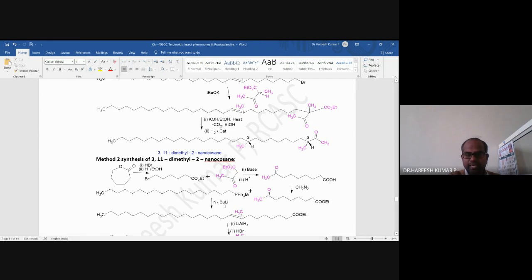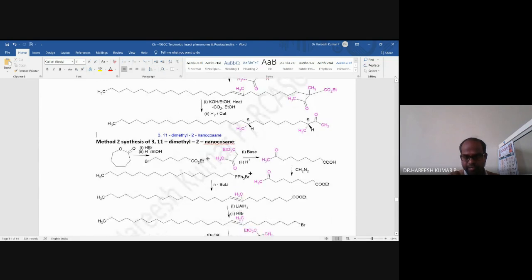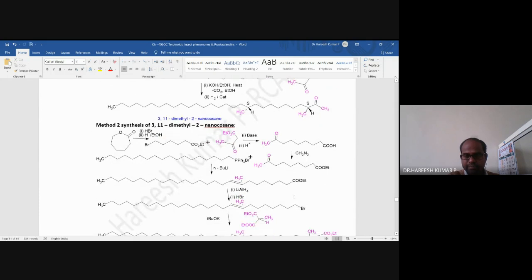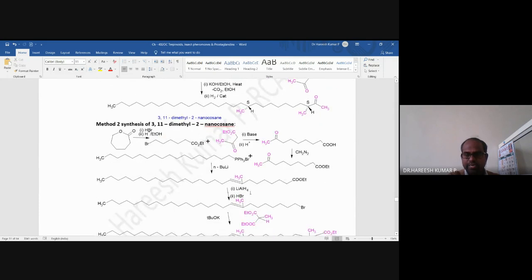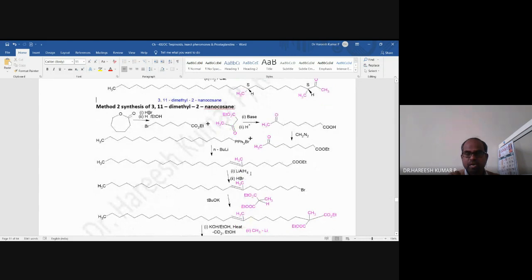So this reaction is Wittig reaction. So what will happen? There will be a carbon-carbon double bond between this carbon and this carbon. So that is how an alkene ester is obtained. When it is treated with lithium aluminum hydride, it will convert this ester into alcohol. The obtained alcohol, when it is treated with HBr, is converted into Br.